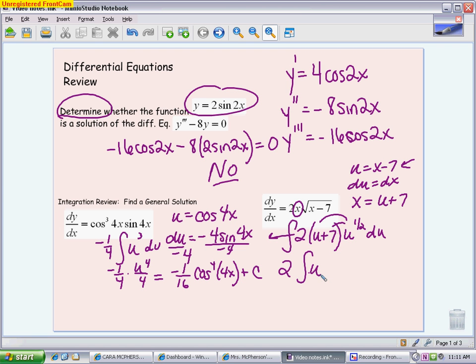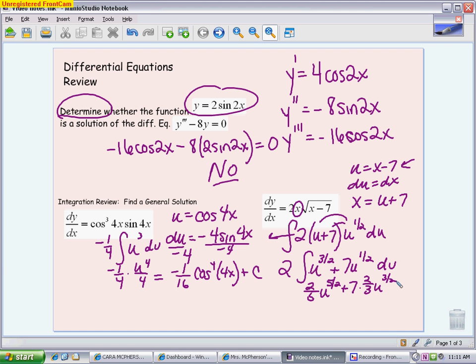So when I distribute and I add powers, I get u to the 3/2 plus 7u to the 1/2. Integrate by doing your power rule. It's going to be power 1 greater divided by that power. So you're going to get 2/5 u to the 5/2 plus 7 times 2/3 u to the 3/2.